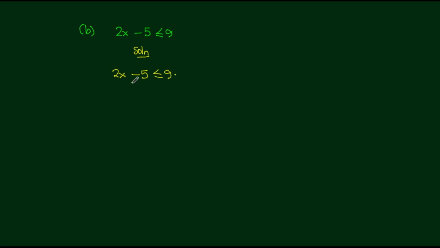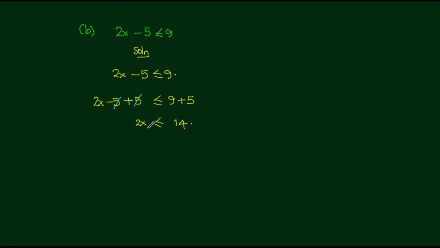Then we can go ahead and collect like terms. So we have 2x minus 5. We have to add 5 on both sides. So from the right hand side we also add 5. Then cancelling out the 5 from the left hand side, we're left with 2x less than or equal to the sum of 9 and 5, which is 14.